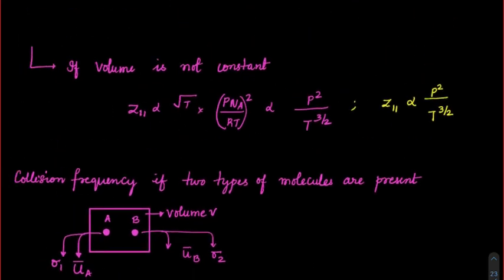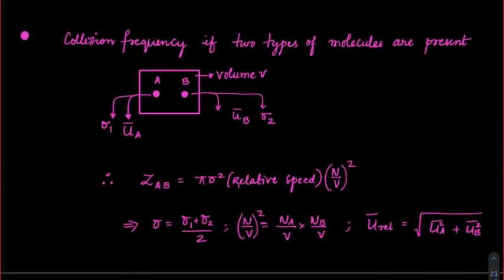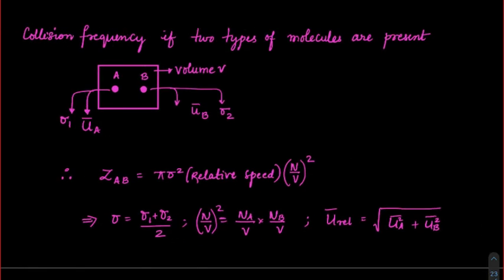Any doubt with the collision frequency? This is slightly out of the syllabus, but good for Olympiads. In Olympiads, this could be asked in this fashion. Suppose you have two different types of molecules present, A type particles and B type particles. A has some average speed UA with diameter sigma 1. B has some sigma 2 diameter with average speed UB. The volume is constant, which is V.